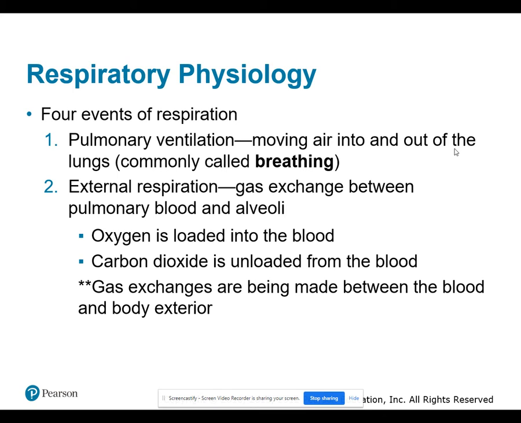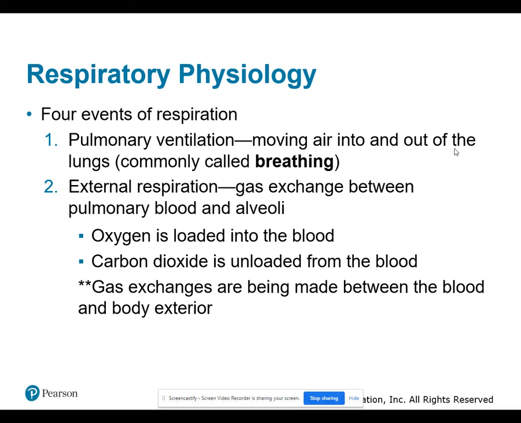of each. Pulmonary ventilation is moving air into and out of the lungs, and this is commonly called breathing. Breathe in to bring air in, breathe out to take air out of your lungs. The second thing is external respiration. This is where gas exchange occurs between your pulmonary blood, so pulmonary meaning lungs, and your alveoli within your lungs.